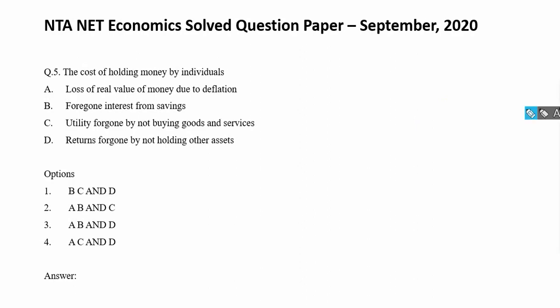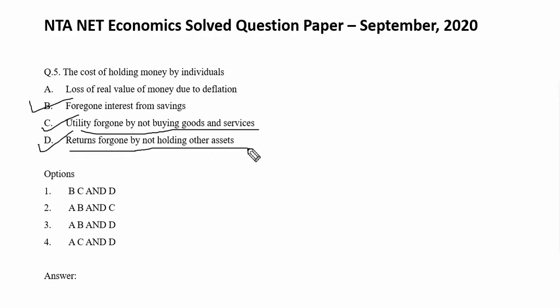So in this option we see that foregone interest from savings, yes, that is correct, because when a person is holding the money, he's not keeping it in the bank, and he's not getting any kind of interest. Also we have talked about the utility foregone from not buying goods and services, and also the returns that could be earned, so it is being foregone by that individual. So basically the answer is BCD, right? So number one is the answer.